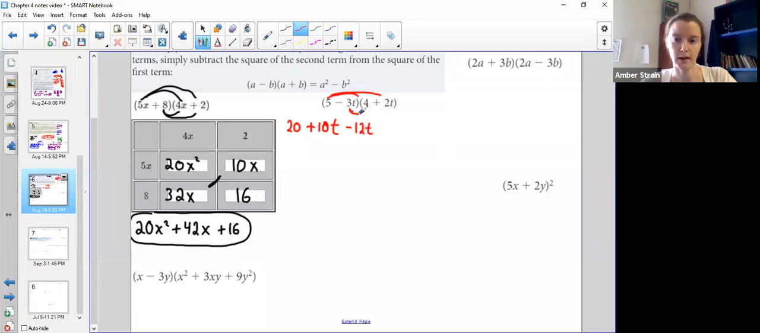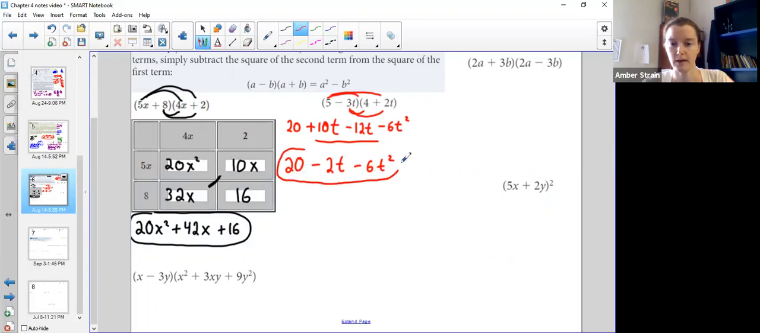Negative 3t times positive 2t would be negative 6t squared. So these are the only like terms. My final step is to simplify as much as possible, so these guys can come together as negative 2t minus 6t squared. Positive 10 minus 12 would make negative 2, which means this is my final answer right here.